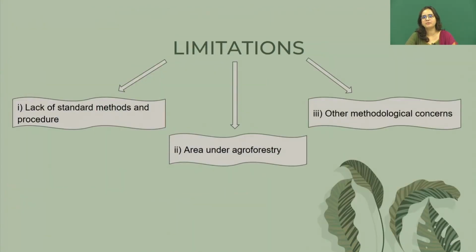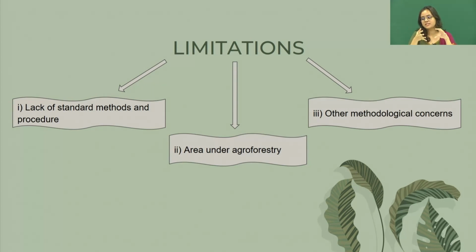Agroforestry seems to be an ideal and beneficial way to sequester carbon and mitigate the climate crisis, but there are a few shortcomings that need to be resolved. First comes the lack of standard methods and procedures. While calculating the carbon present in the soil, it is usually registered as carbon stocks, which is not very accurate. It should be calculated as carbon sequestration potential rates.